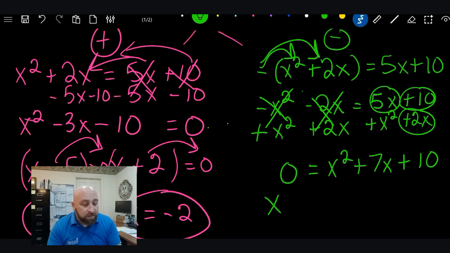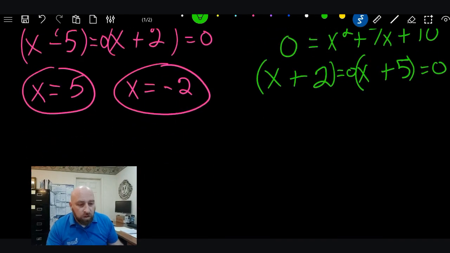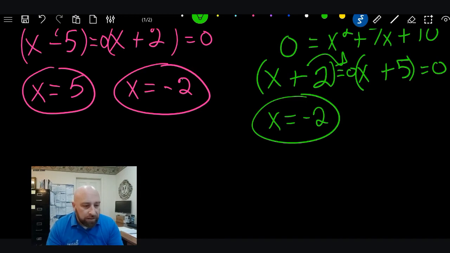So I'm going to have x, and these are going to be plus plus. So x plus, that's going to be equal 0. And then x plus, and that's also going to be equal 0. So our factor is 10, and we need to get a 7. So 2 and 5 again. Oh, interesting. 2 and 5 again. Well, I move it over here, and I'm going to get x equals -2. So that's 1. And then over here, I'm going to get x equals -5.